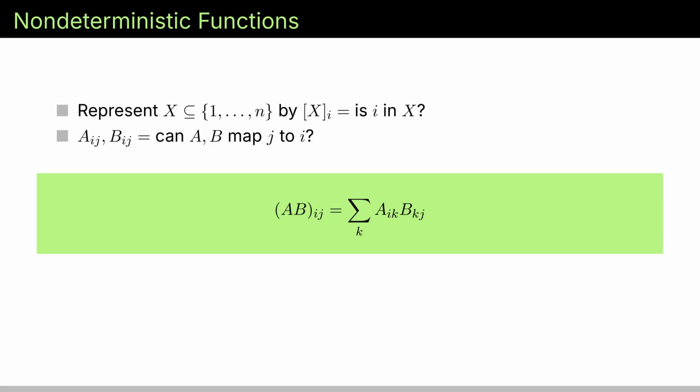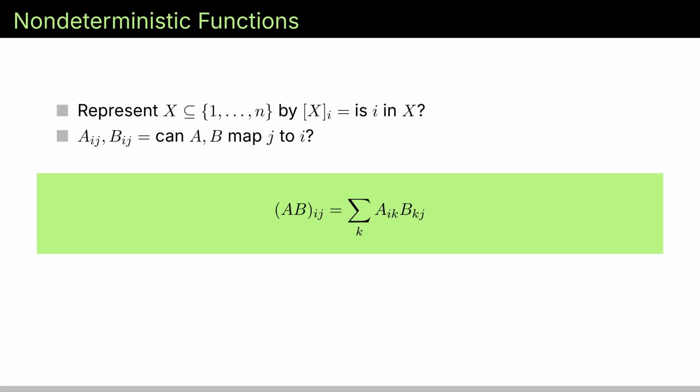And again, the matrix multiplication formula describes composition of these functions. Applying B, then A, can take j to i if, for some k, again we're ORing over all k, B can take j to k, and A can take k to i. Furthermore, if we're thinking about these non-deterministic functions as relations, the vector e_i transposed times the matrix for R times the vector e_j tells us if j is related to i. And that fits in really nicely with our relation composition idea.